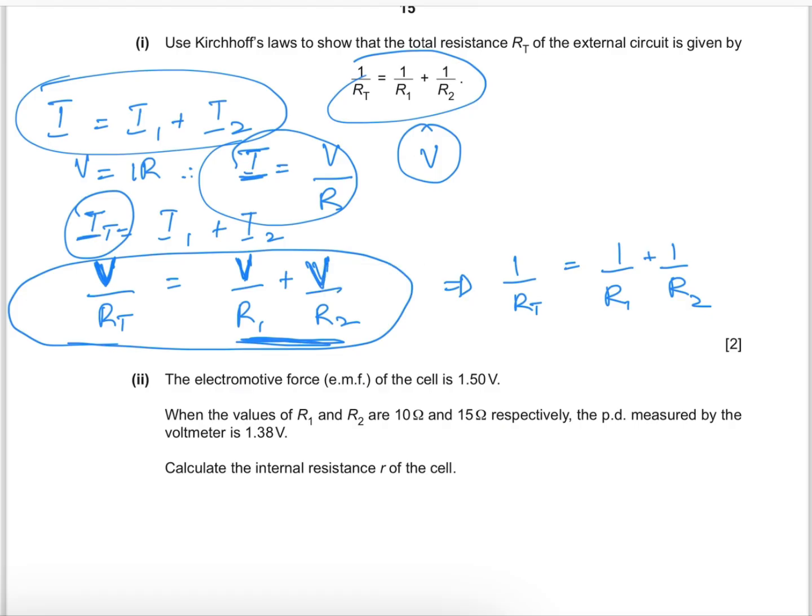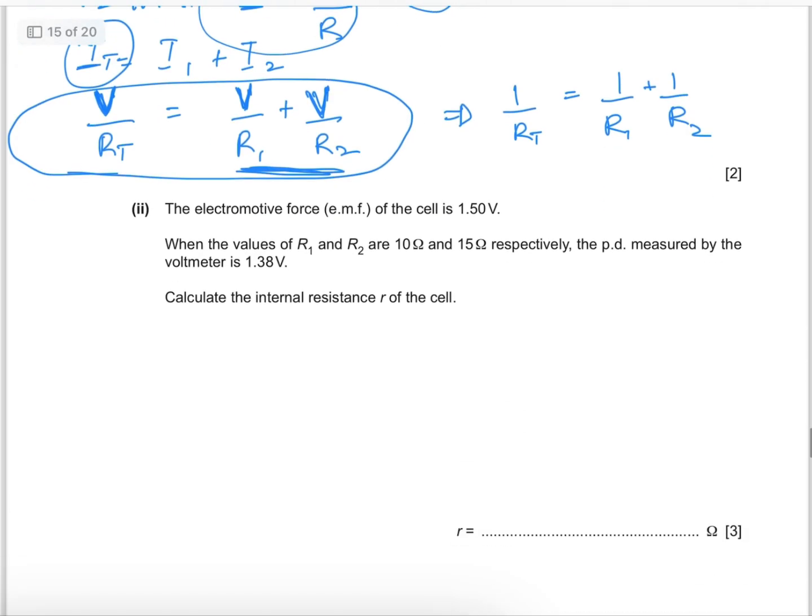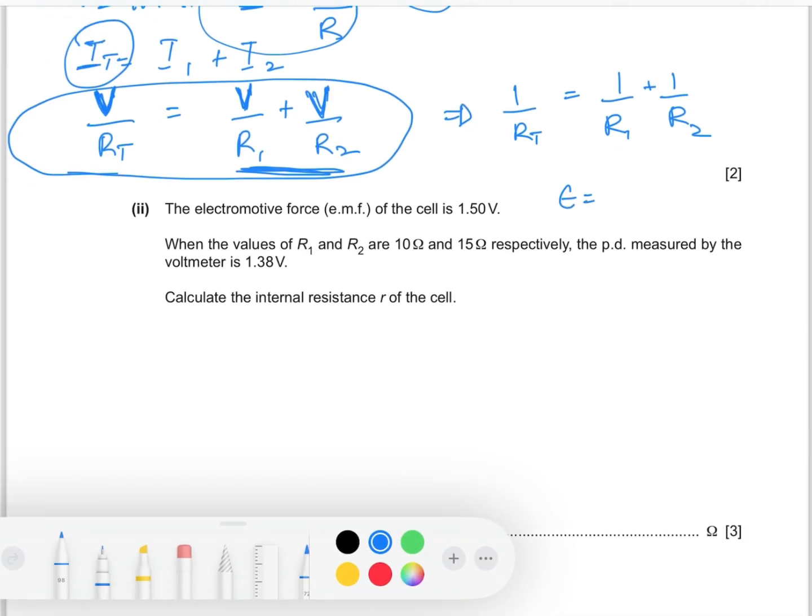Part 2, the electromotive force of the cell is 1.5 volt. So again, EMF is equal to I into internal resistance plus I into R, keeping in mind that the current through both of the components will be the same, so you can take that common, multiplied by the sum of the resistance values. When the values of R1 and R2 are 10 ohms and 15 ohms respectively, the potential difference measured by the voltmeter is 1.3 volt.